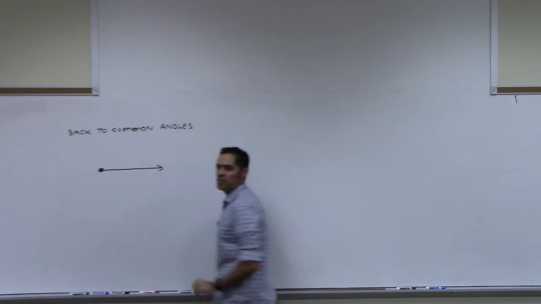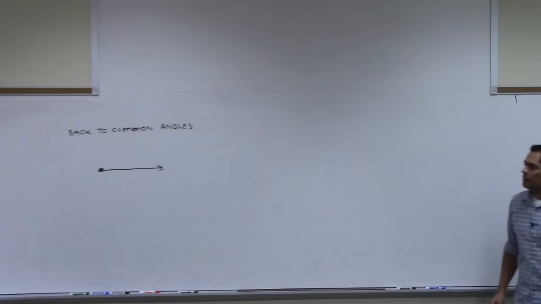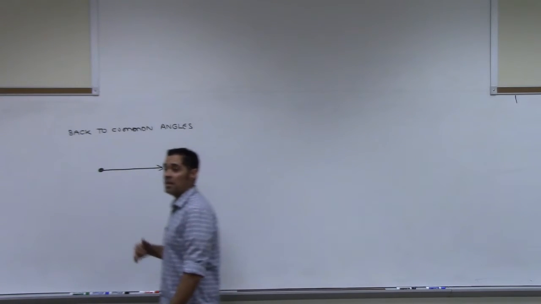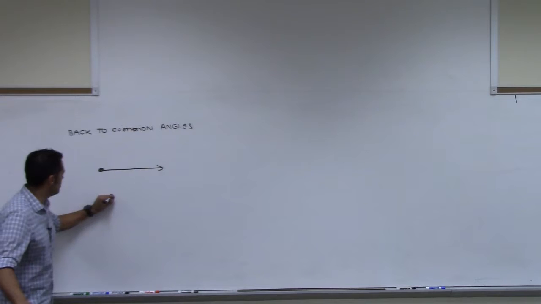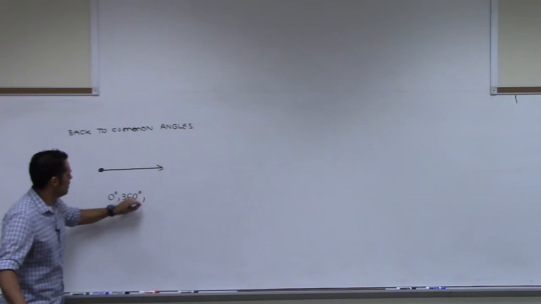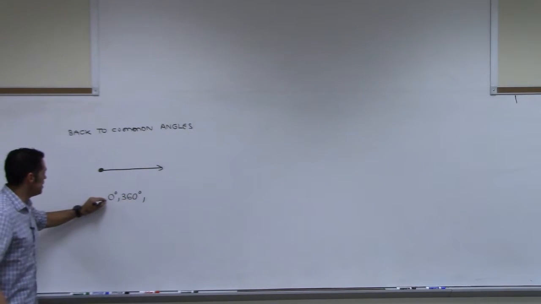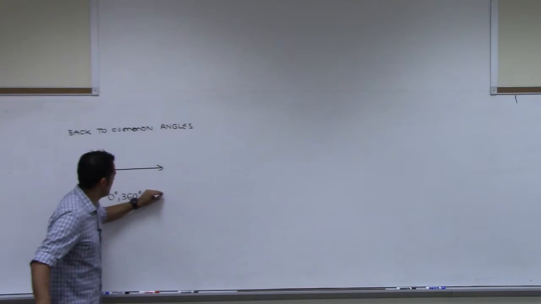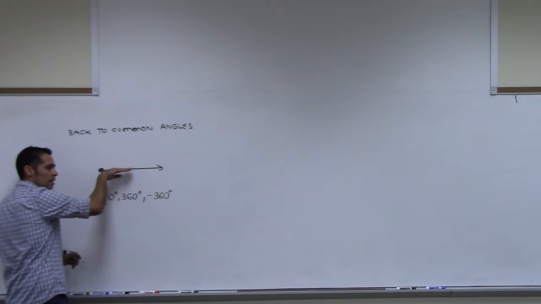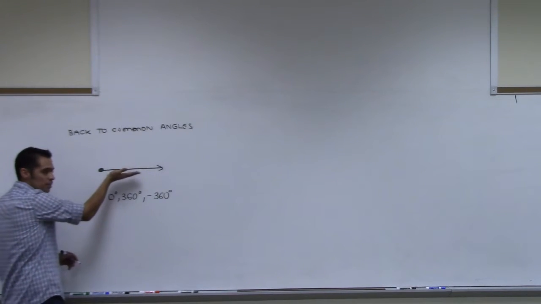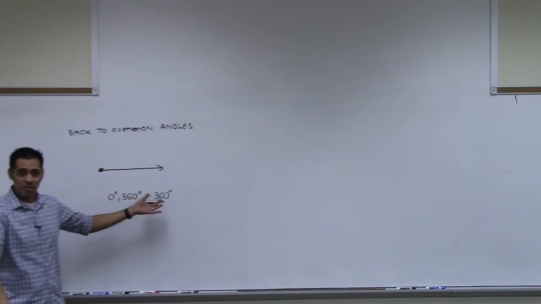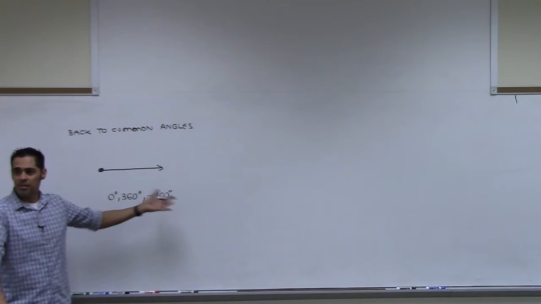The initial and terminal side are the same place. What could this be? Let's just start listing out the possible angles in degrees that this could be. It could be 0 degrees. It could be 360 degrees. I could go negative 360. I could do plus or minus 360. We could go all the way around counterclockwise, we could go clockwise. We could not move at all. 720. And then you're going to be here for the rest of your life if you wanted to list them all out, right? Because there are an infinite number of them.